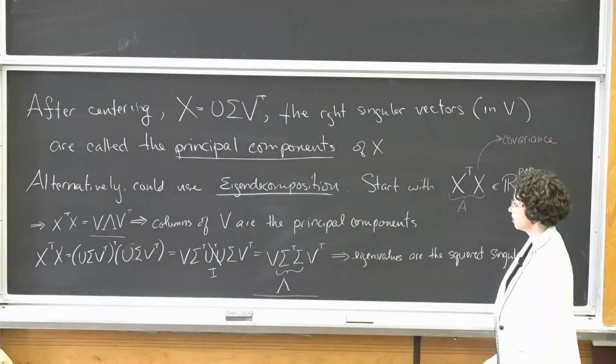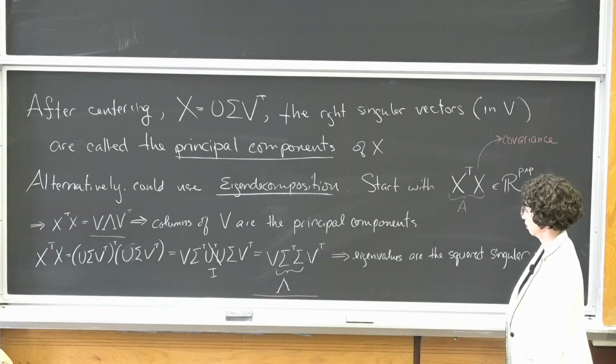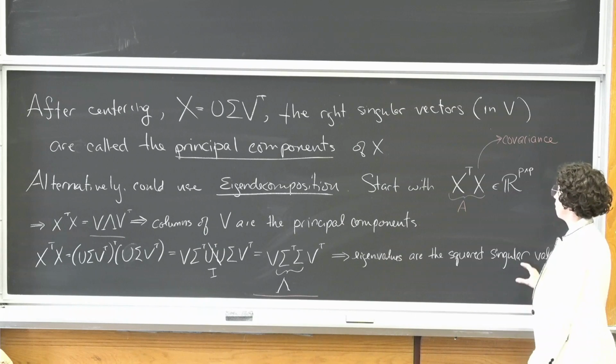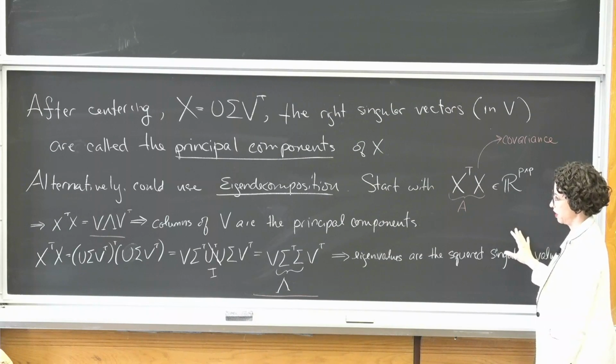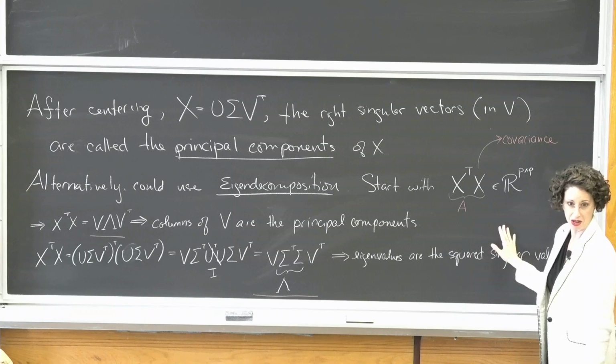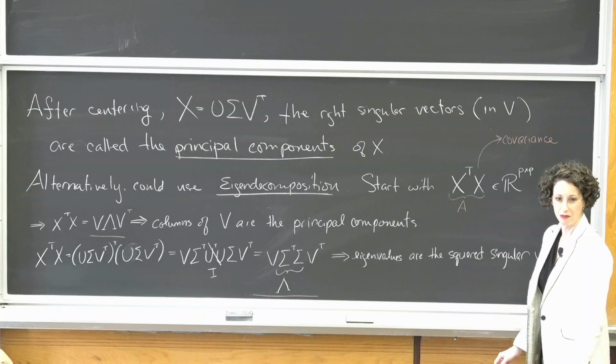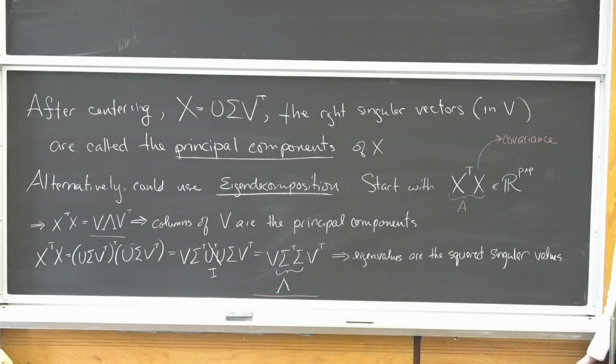Sorry, say the question again. Why is V in that, like when we're talking about the eigen decomposition, why is that V also orthogonal? Oh, so we haven't proved that they are orthogonal. I'm just making that claim. There are some additional subtleties with eigendecompositions that I'm not going to go into.